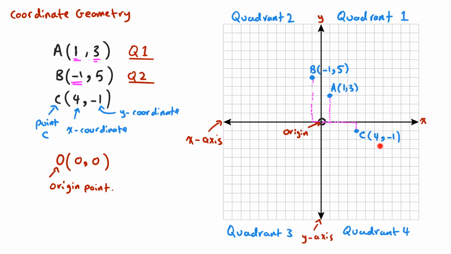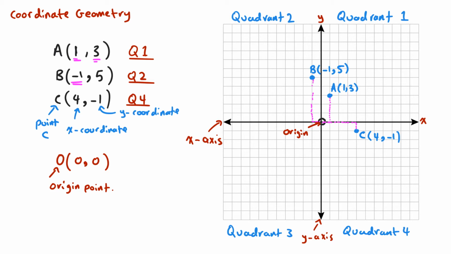Now, point C over here is located in quadrant number 4. You can see that in quadrant number 4, all my x values are to the right of the y-axis, meaning that they all should be positive, and all the y values are below the x-axis. So from the origin, you actually have to move down to get there. So that means that they will take a negative value. So my C is actually in quadrant number 4.